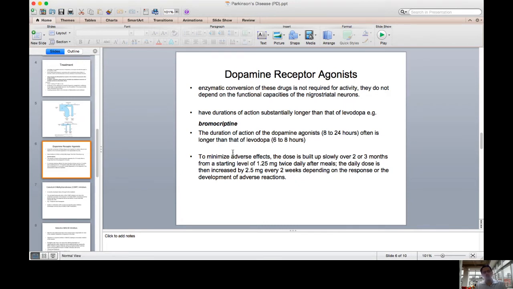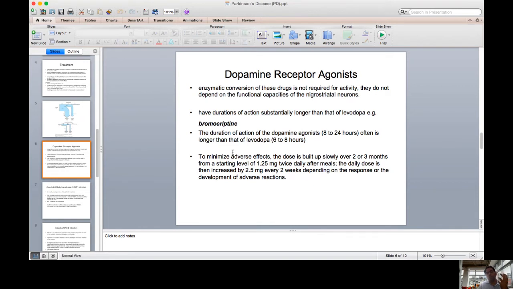To minimize the adverse effects, the dose is built up slowly over 2 to 3 months from a starting level of 1.25 milligram twice daily after meals. The daily dose is increased by 2.5 milligrams every week depending on the response or the development of adverse effects. So basically in this disease, the dose has to be titrated properly based on the half-life and based on how the patient is reacting.